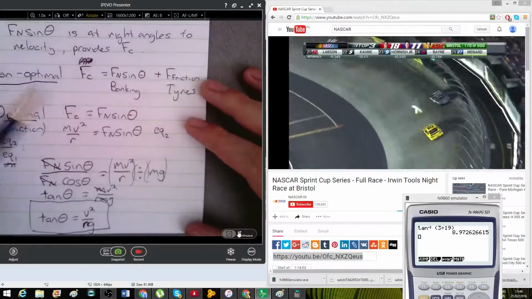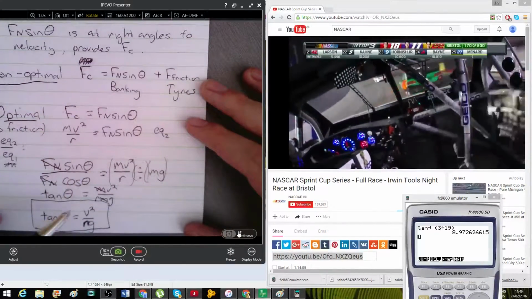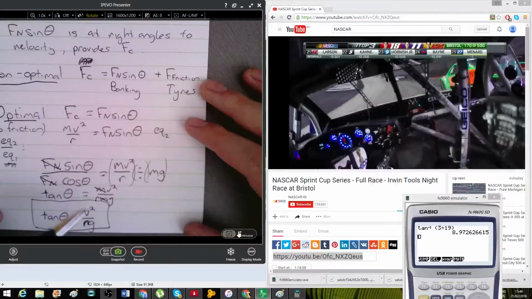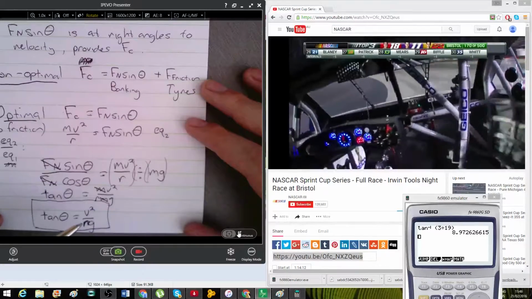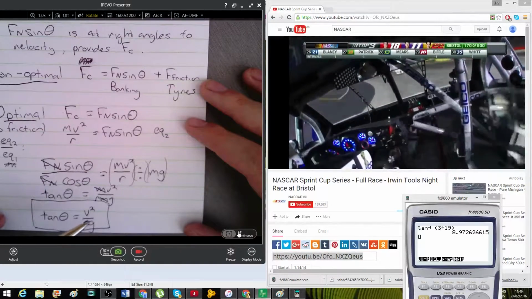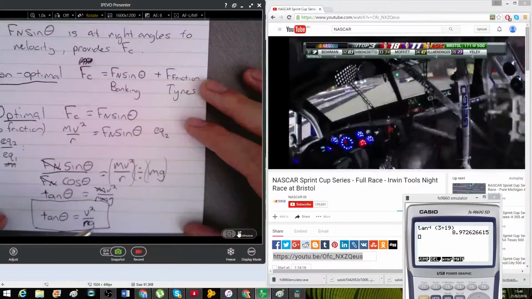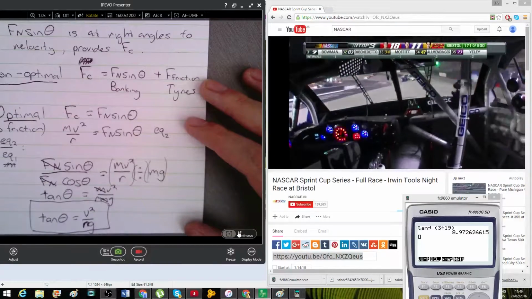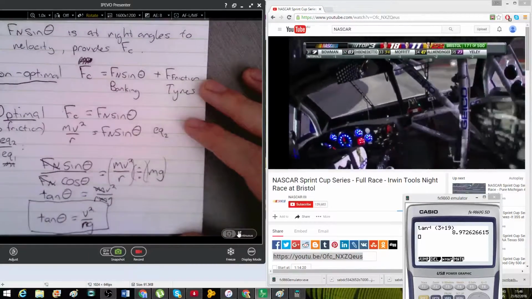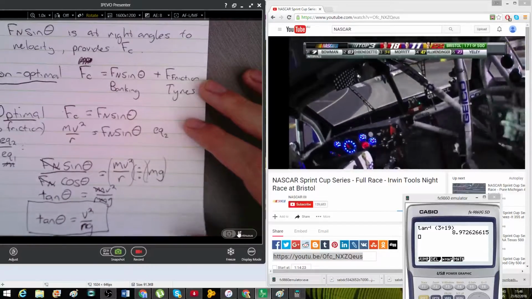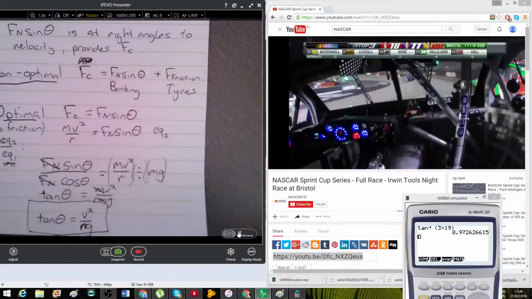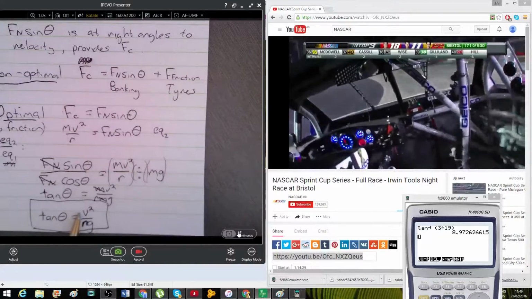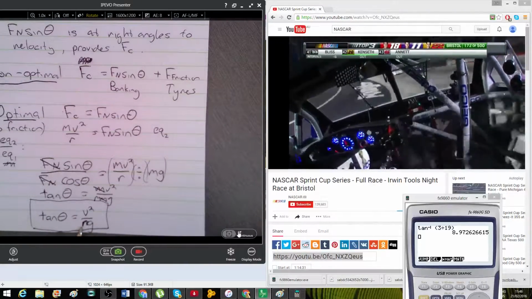Remembering v is the speed of the vehicle, r is the radius of the track, and g is gravitational acceleration. So that's the derivation of the tan theta formula. Before we move on to an exercise, I should mention that you notice mass has been cancelled out of this, which is significant.